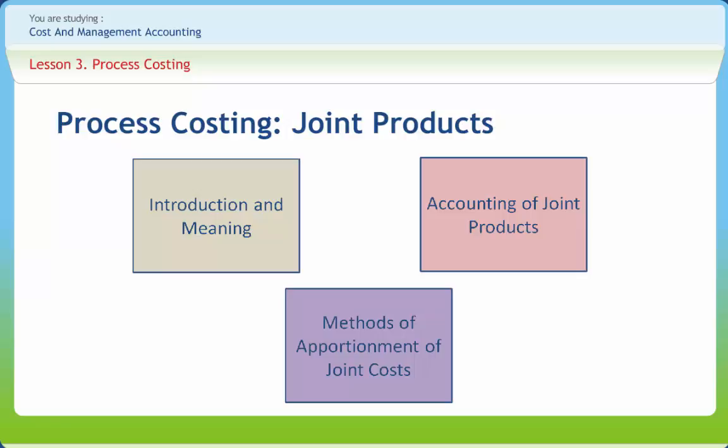Under the market value method, the joint costs are apportioned in proportion to relative values, which is found to be the most suitable and convenient method. The joint costs are split in the ratio of selling prices of individual products.